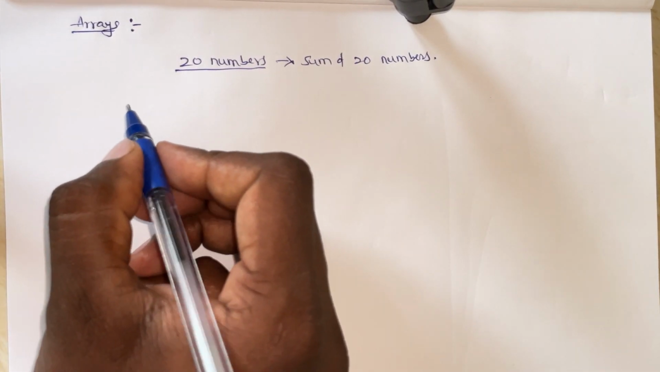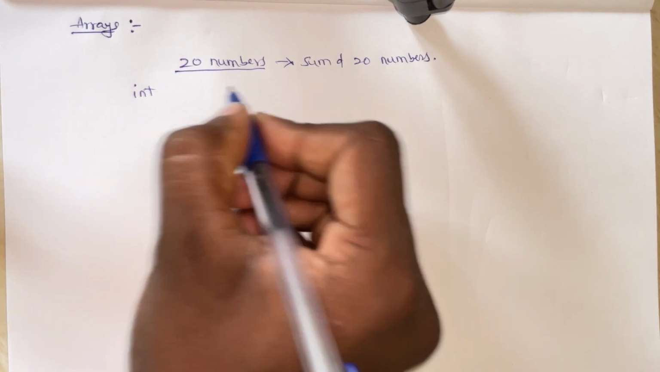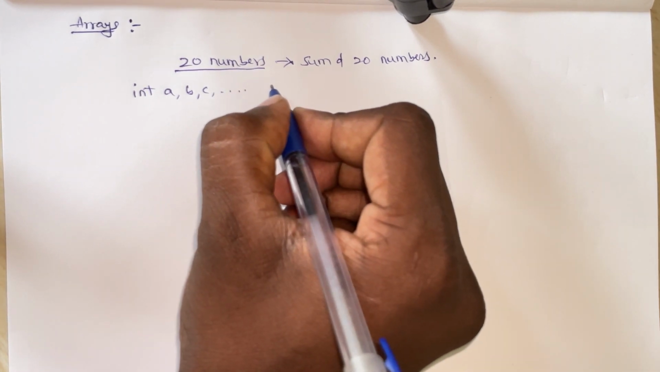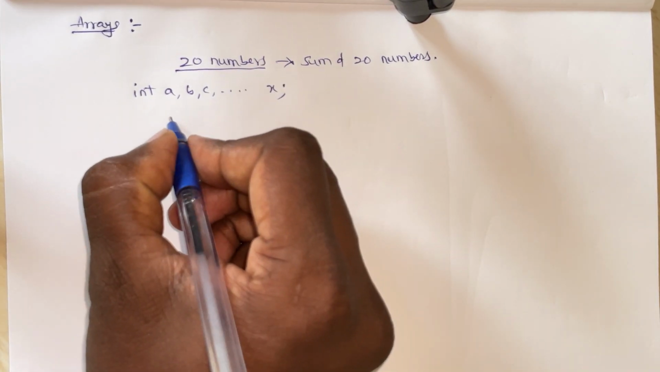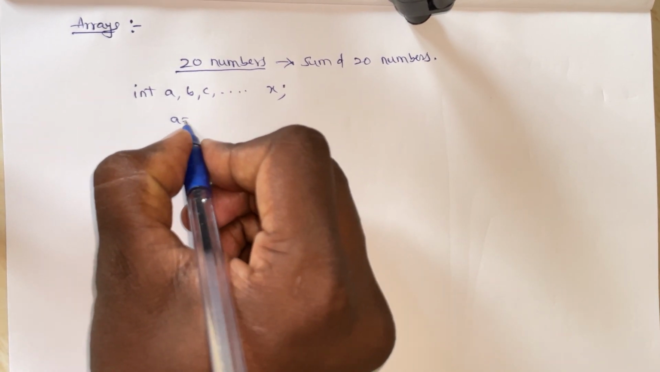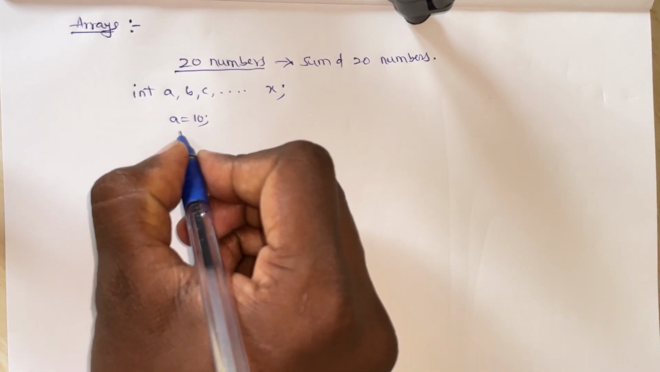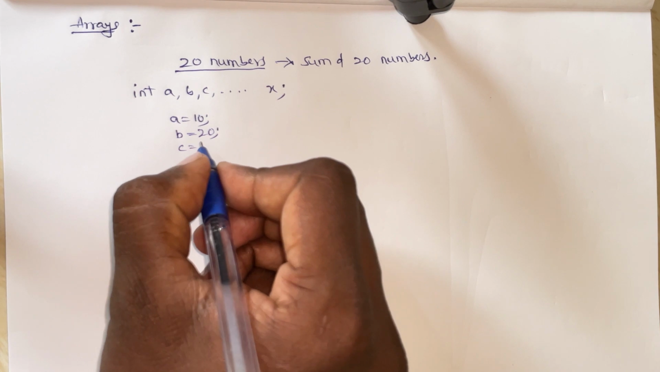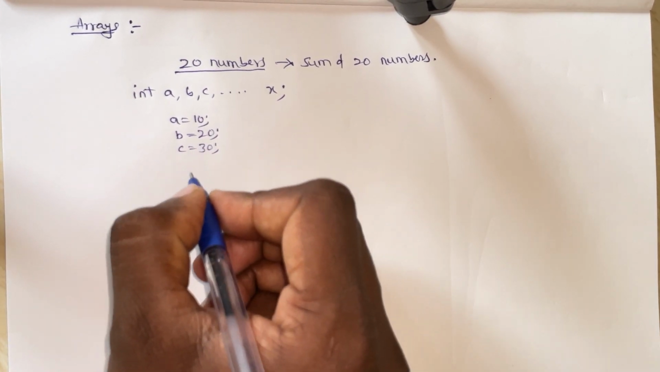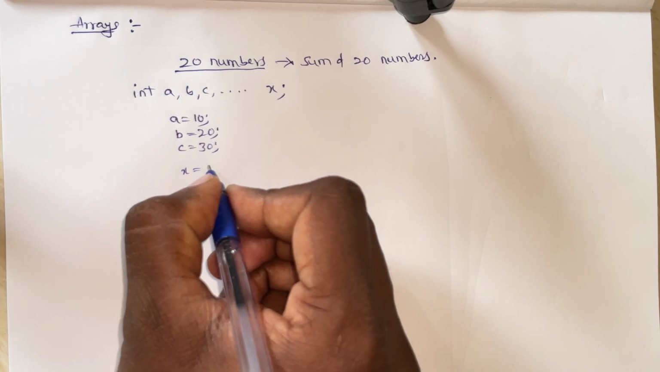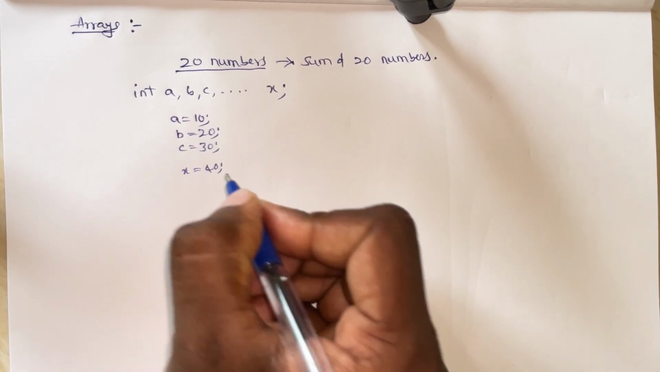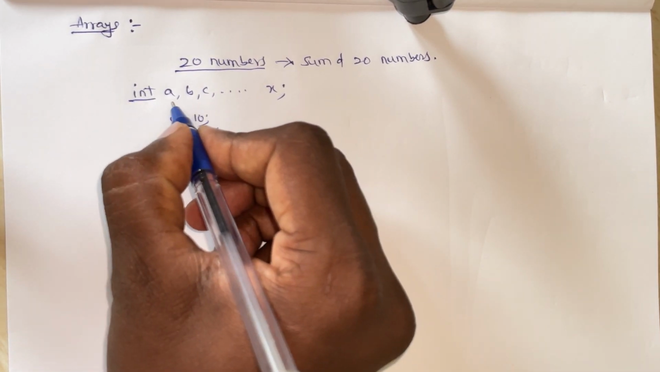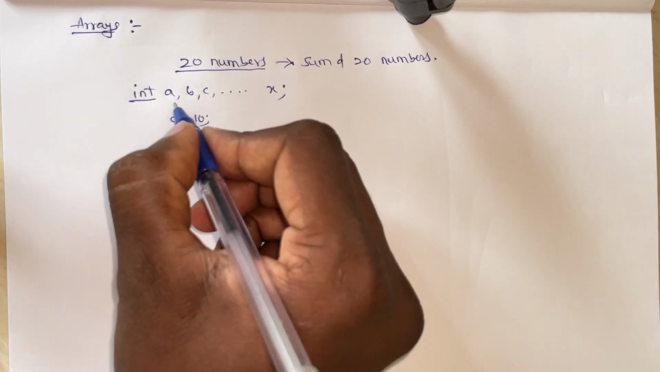So in that case, how can we write it? We will be creating 1 to 20 variables like A, B, C. Similarly, let's say X is the 20th variable, and whenever the user enters the first number, we need to assign that first number to A. Whenever the user enters the second number, we need to save it to B. Whenever the user enters the third number, we need to save it to C. Similarly, the 20th number we need to save to X. So if we want 20 variables of similar data type, we will be declaring these 20 variables.